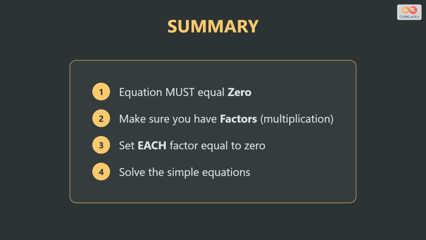To wrap up, remember these 4 steps. First, ensure your equation equals 0. Second, make sure it is factored into a multiplication problem. Third, set each individual factor equal to 0. And finally, solve those simple linear equations to find your answers.